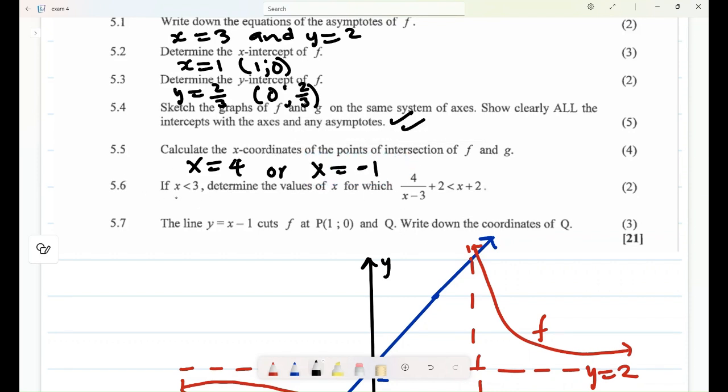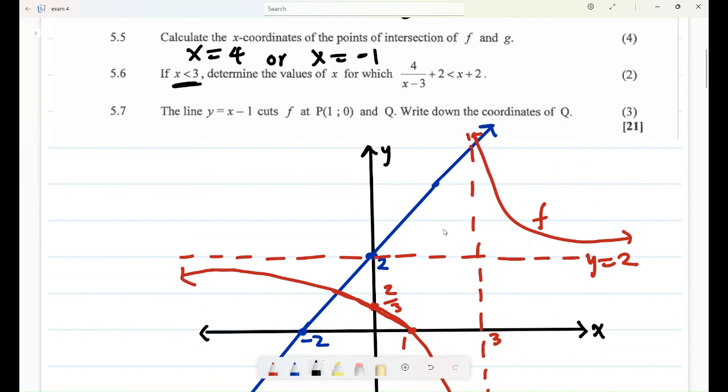Now they say to us, if x is less than 3, determine the values. If x is less than 3, it means they want from this point.